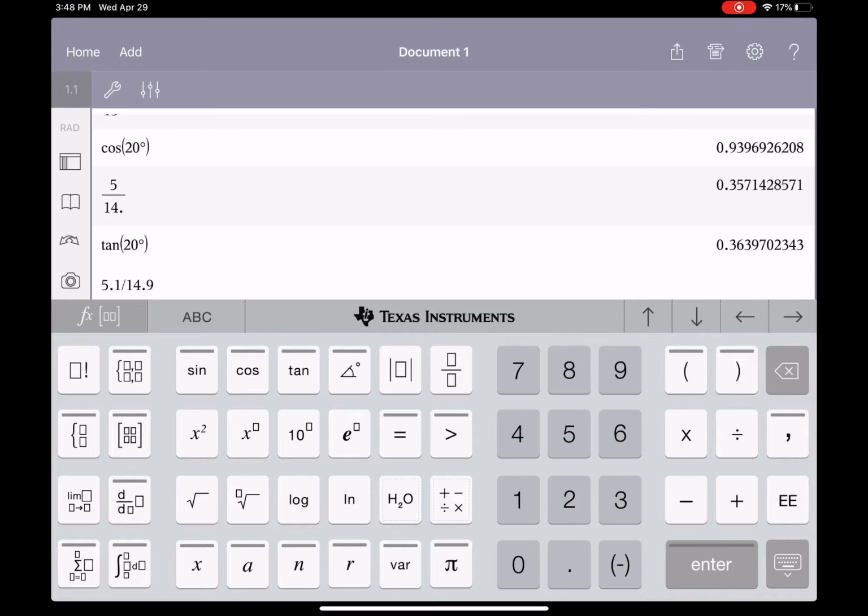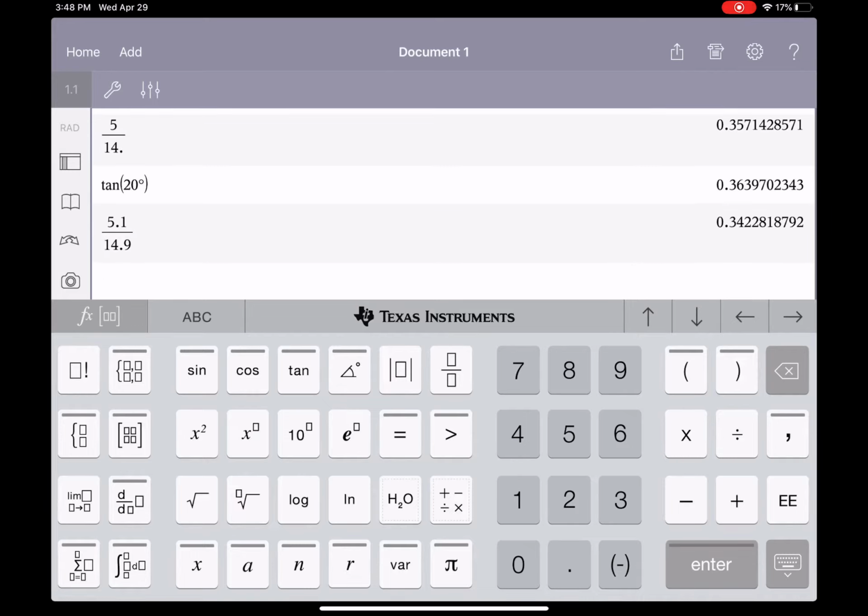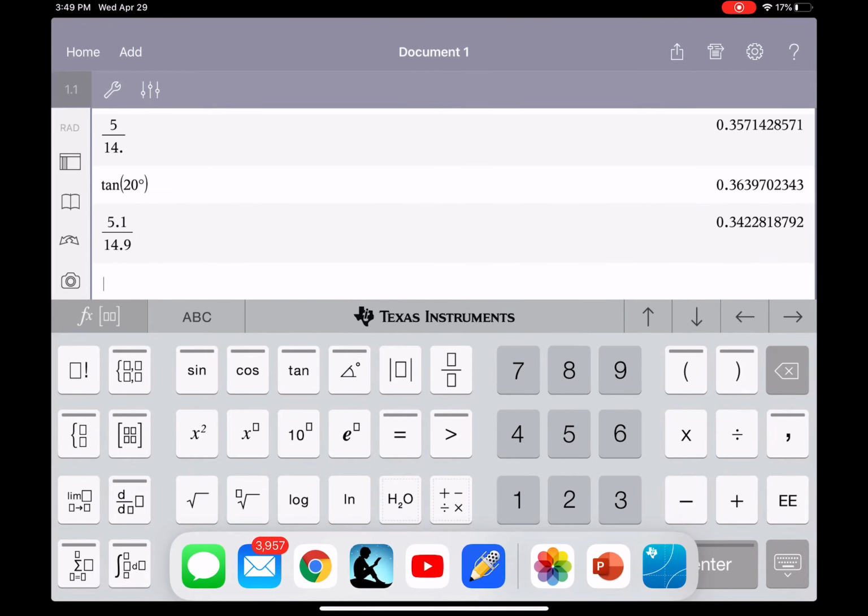Yeah. Okay, and look at this one. 0.3423 if I put 4 decimal places. So 3423.